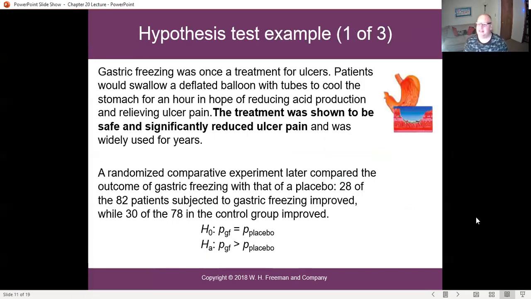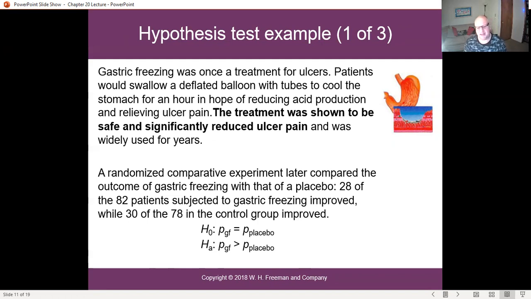Okay. So here's an example. This is about a specific process, a surgical procedure. It's called gastric freezing. Gastric freezing was once a treatment for ulcers. Patients would swallow a deflated balloon with tubes to cool the stomach for an hour in hope of reducing acid production and relieving ulcer pain. The treatment was shown to be safe and significantly reduced ulcer pain and was widely used for years.